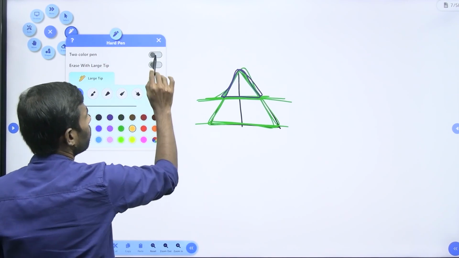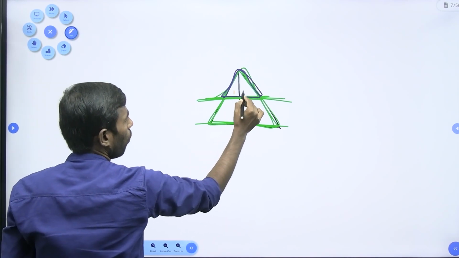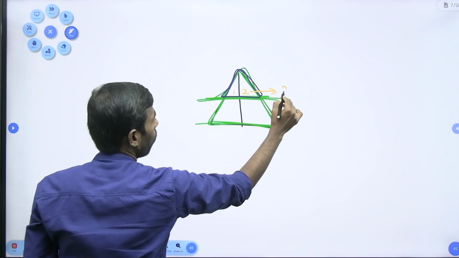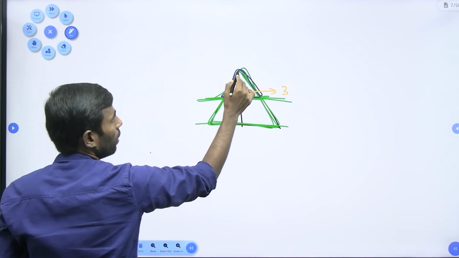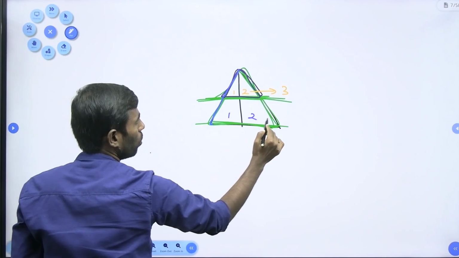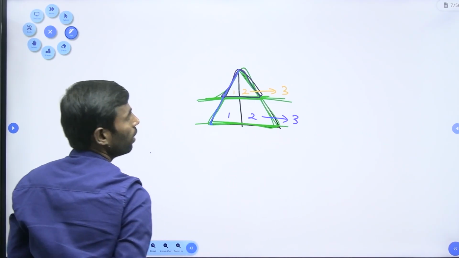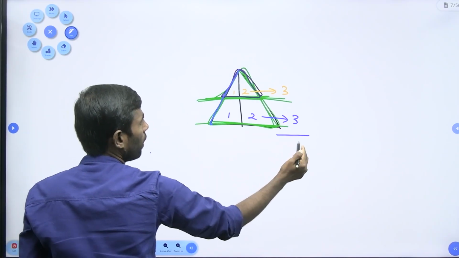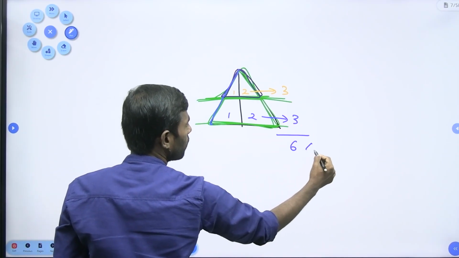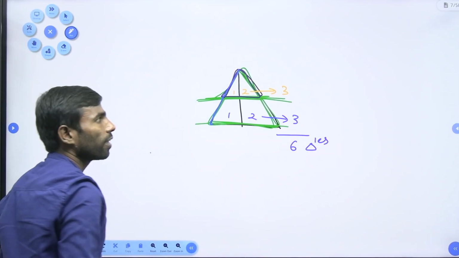Give the numbering in the gaps. 1, 2. Total 3. Same for the bigger part. 1, 2. Total 3. Add them all. Upper part 3 triangles, total part 3 triangles. 3 plus 3, total 6 triangles. Total 6 triangles are there in the given figure.